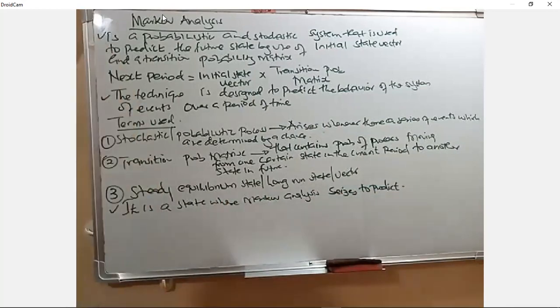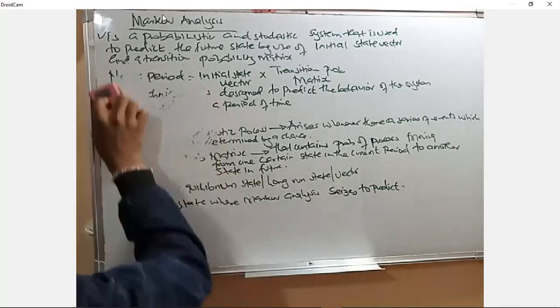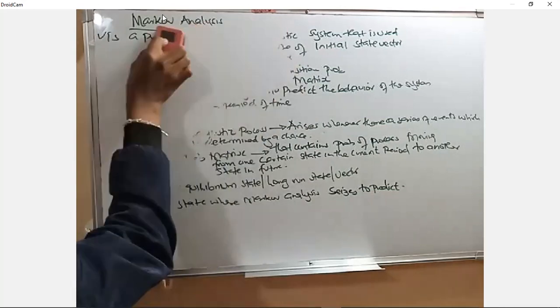So it means that when you are predicting using Markov during that state, it will be giving you the same solutions. So it is just a state where the Markov analysis ceases to predict. To calculate this kind of questions, because these are the three main terms used to solve any Markov analysis question, what we are supposed to be looking at is two questions. Let me work for you the two questions right now.